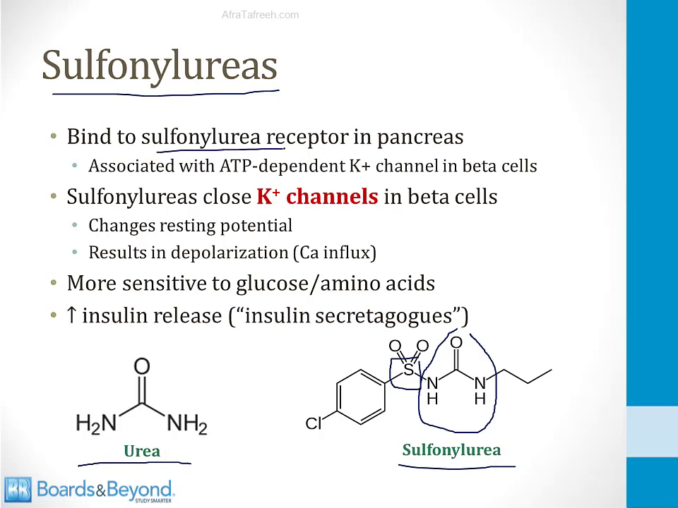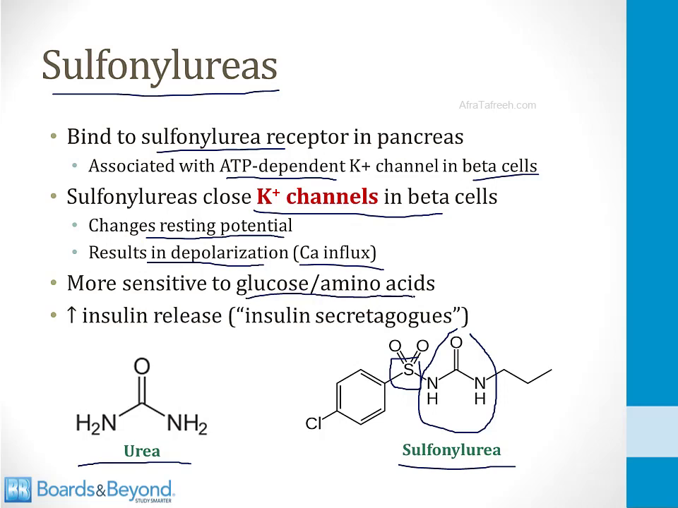These drugs bind to the sulfonylurea receptor in the pancreas. This is a receptor that is associated with ATP-dependent potassium channels in the beta cells. When sulfonylurea drugs bind to this receptor, they close potassium channels in the beta cells. This traps potassium inside the cell and raises the resting potential. This makes it easier for the cell to depolarize, and it results in more depolarization, which leads to an influx of calcium and a release of insulin. This makes the beta cells more sensitive to glucose and amino acids, and it increases the amount of insulin release from the pancreas. Therefore, these drugs are often called insulin secretagogues.